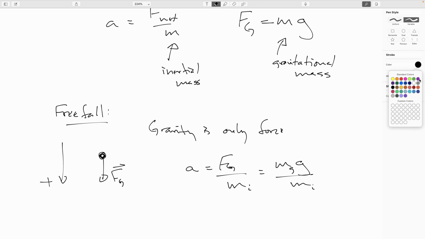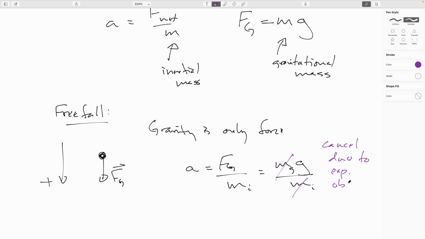So the reason that we go ahead and cancel these is due to experimental observation. We assume that these two masses are equal, and that's why we get that all objects near the surface of the Earth accelerate at 9.8 meters per second squared, for instance. It's more correct to express the gravitational field strength as newtons per kilogram, but that's dimensionally the same as meters per second squared. So we just assumed this equality.